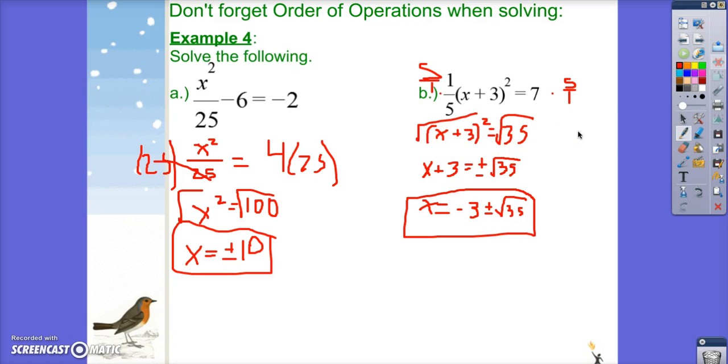Do not FOIL. If you FOIL, you're going to have to factor, and you can't do that. Take the square root of both sides. X plus 3 equals plus minus root of 35. Positive 3 comes right in front as negative 3. Something you just have to get used to. So my answer is negative 3 plus minus root of 35, and there's no way I could break up 35.